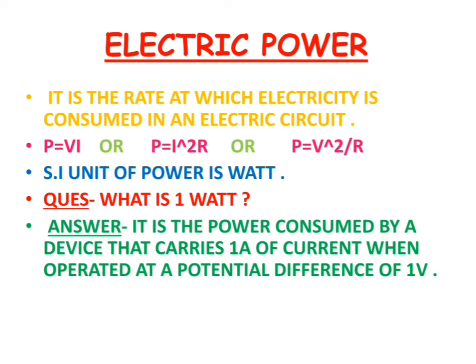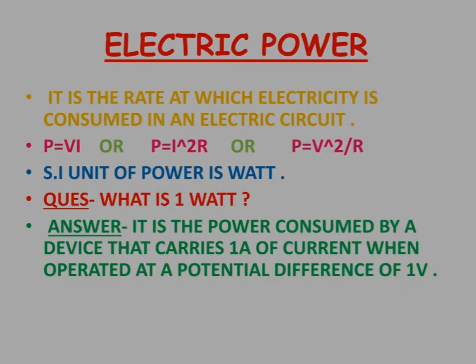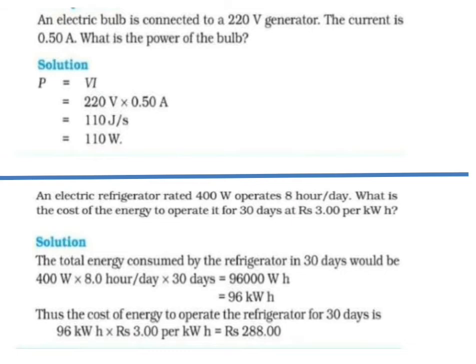So now it's time to practice some questions related to power. We are going to practice only 2 questions on power, which are from your NCERT. The first question is: an electric bulb is connected to a 220 volt generator. The current is 0.5 ampere. What is the power of the bulb?